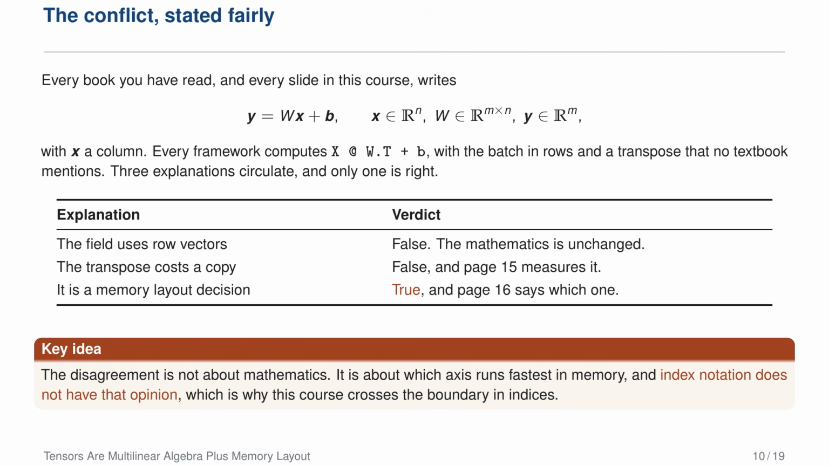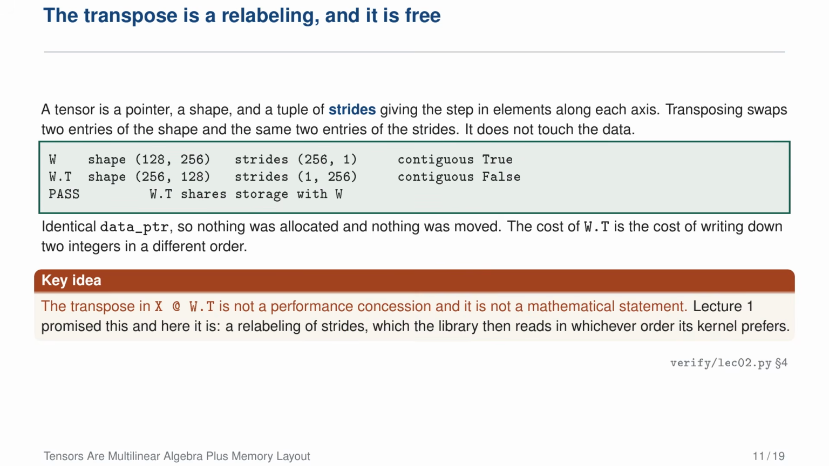So the disagreement was never about mathematics. It is about which axis runs fastest in memory. Index notation has no opinion on that question, which is precisely why this course crosses the boundary in indices. So let us measure it.